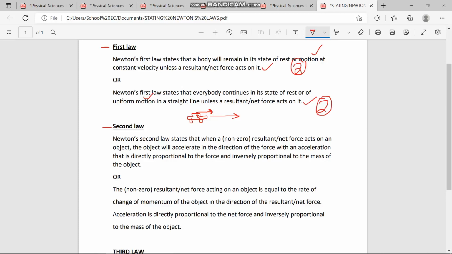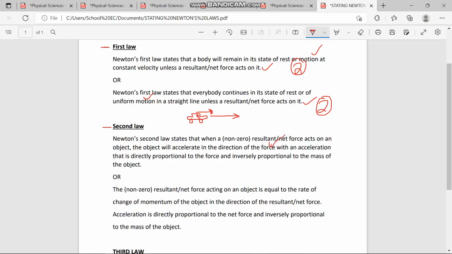Let's start by giving marks. Let me show you how they give marks when stating Newton's second law. This is the most popular one that usually comes out during examinations. Newton's second law states that when a net force acts on an object, the object will accelerate in the direction of the net force, with an acceleration that is directly proportional. So that's your 1 mark.